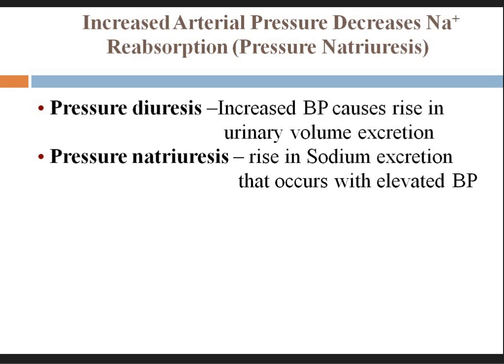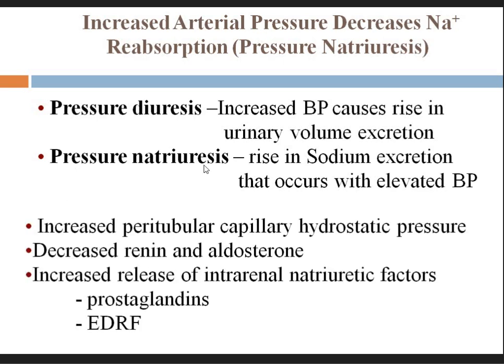Now, what is the role of increased arterial blood pressure? If there is more blood pressure, it decreases sodium reabsorption, and this is known as pressure natriuresis. First of all, what is pressure diuresis? When there is increased blood pressure, it causes a rise in urine volume. There will be an increase in urine volume excretion. And pressure natriuresis is the rise in sodium excretion that occurs with elevated blood pressure. So whenever there is an increase in blood pressure, there will be pressure diuresis and pressure natriuresis. That means there will be increased excretion of both sodium and water.